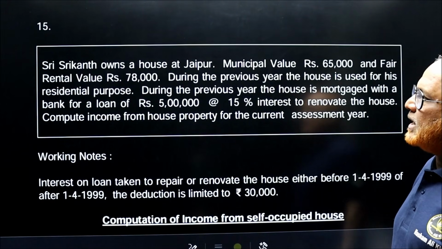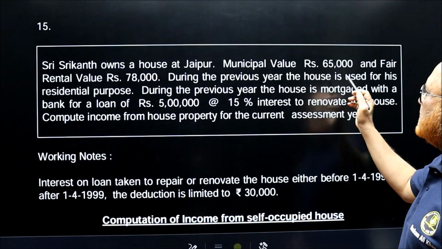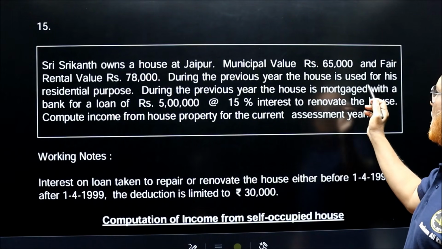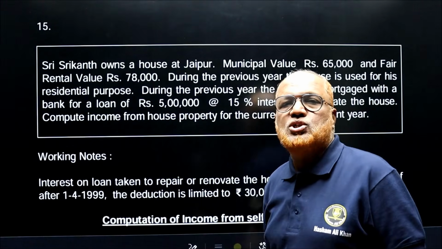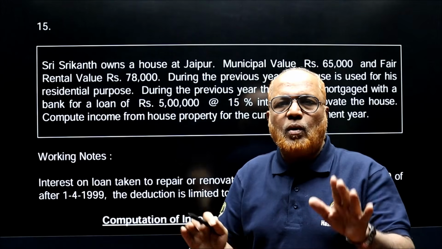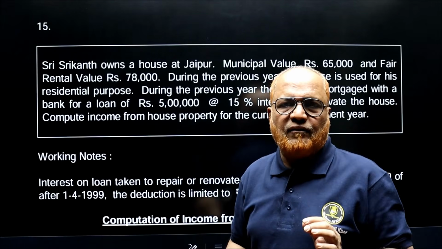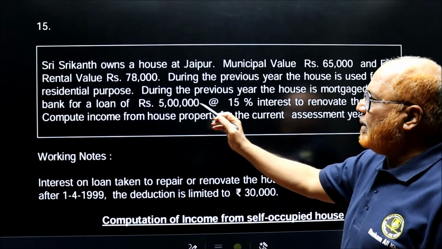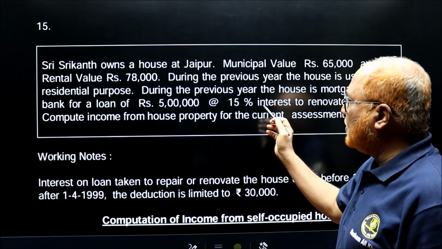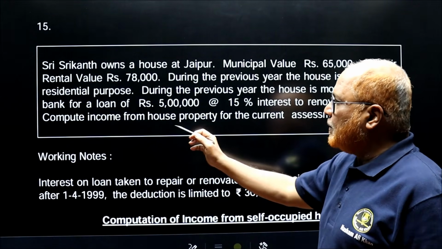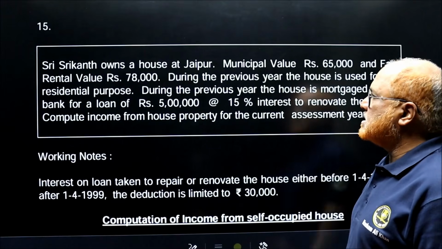Srikant owns a house at Jaipur. Municipal rental value 65,000 and FRV is 78,000. During the previous year, the house is used for its residential purpose. Again self-occupied, we don't require MRV, we don't require FRV. During the previous year, the house is mortgaged with the bank for a loan of 5 lakh at the rate of 15% interest to renovate the house. Compute income from house property for the current assessment year.